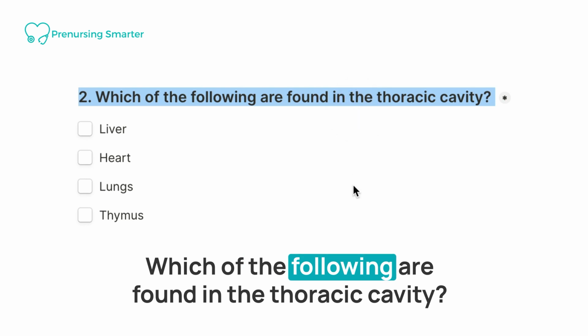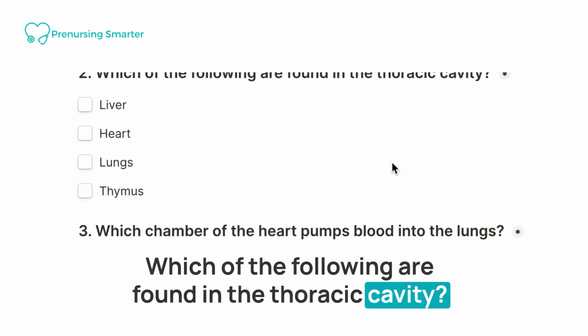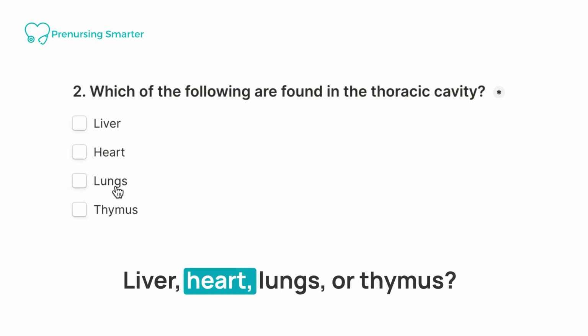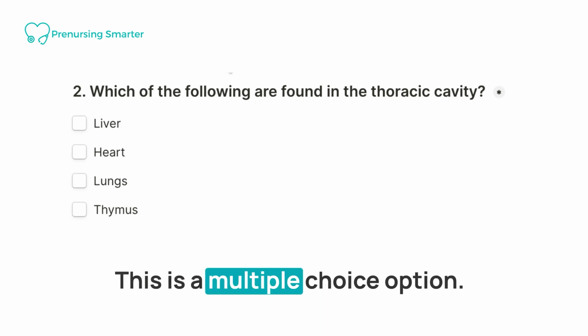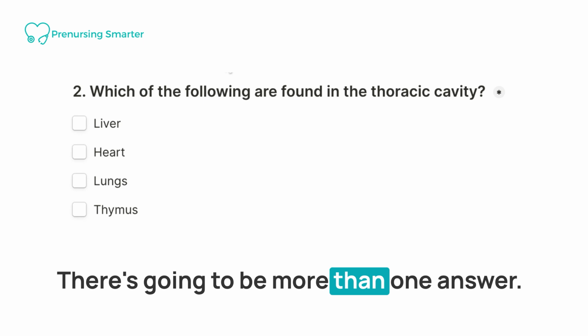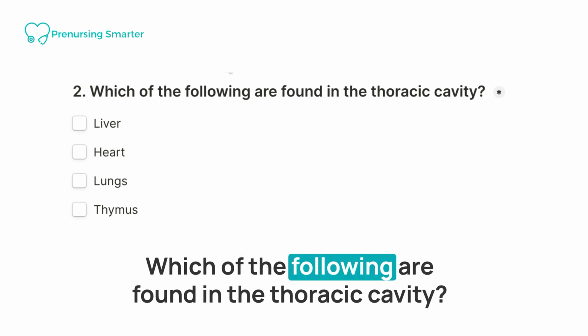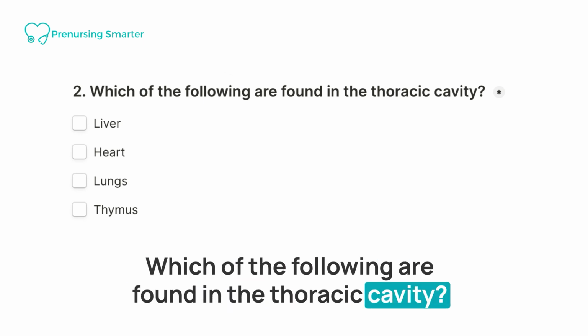Question number 2. Which of the following are found in the thoracic cavity? Liver, heart, lungs, or thymus? This is a multiple choice option. There's going to be more than one answer. Which of the following are found in the thoracic cavity?